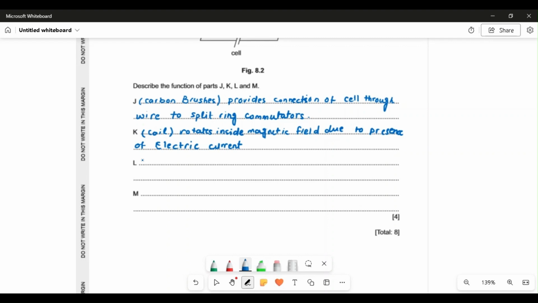L in the figure is the axle. The axle allows the motor or the coil to rotate, or you can say spin, smoothly.